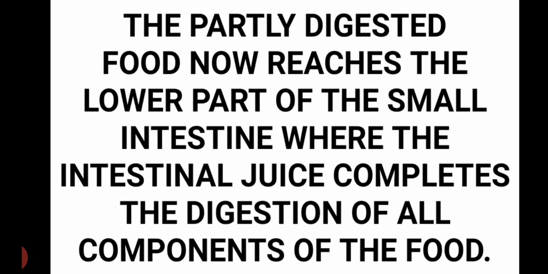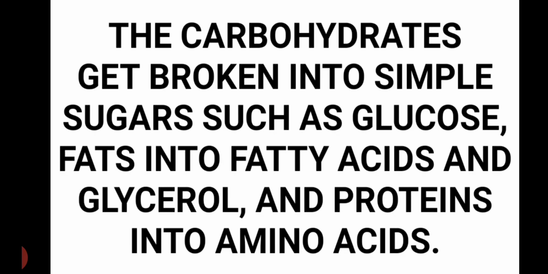Now the partially digested food reaches the lower part of the small intestine. That means from the upper portion of the small intestine the food is partially digested and now it is transferred to the lower part of the small intestine, and there the intestinal juice completes the digestion. That means whatever is left for digestion is done by the lower part of the intestine. After digestion, carbohydrate is broken into simpler sugars such as glucose, fat is converted into fatty acid and glycerol, and protein is converted into amino acid.